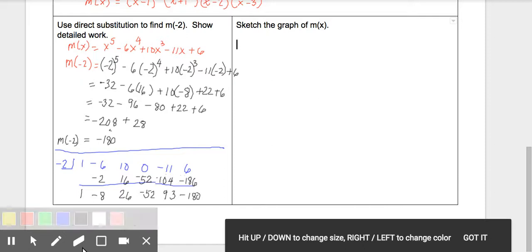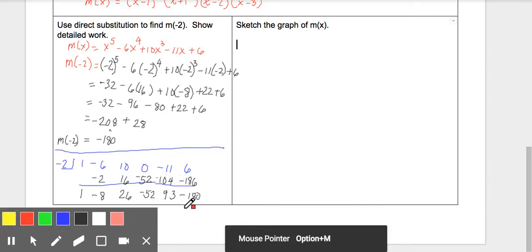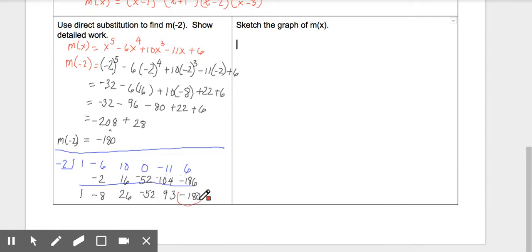So now we got the same answer. This is the value of m when x is negative 2. The same as this. So this one is direct substitution. This one, synthetic substitution. But you are asked only to do the direct substitution. I just wanted to show you that you can find m of negative 2 by using synthetic substitution.